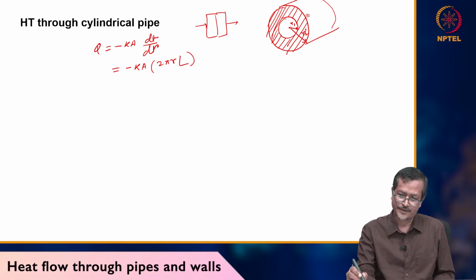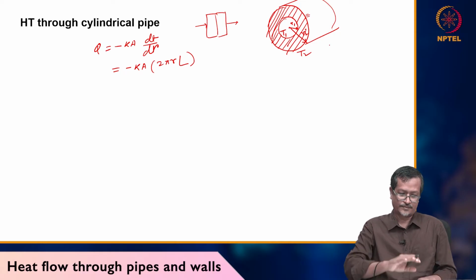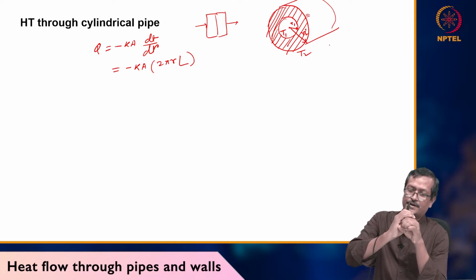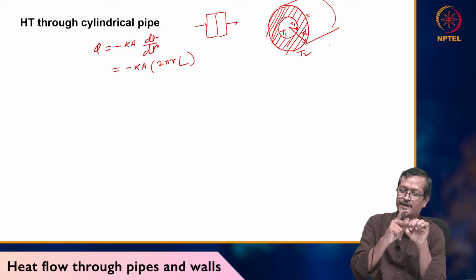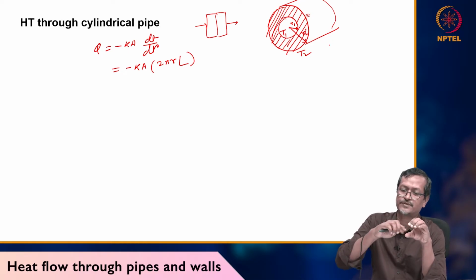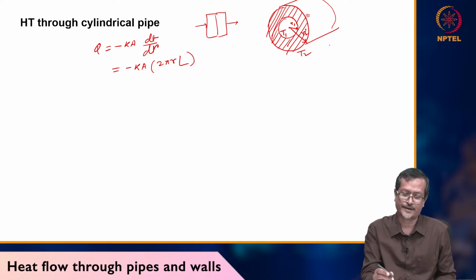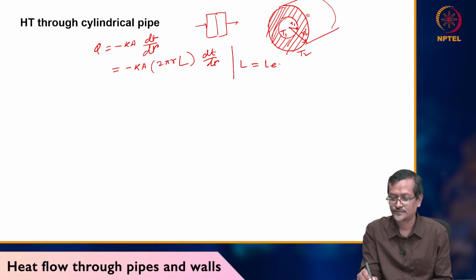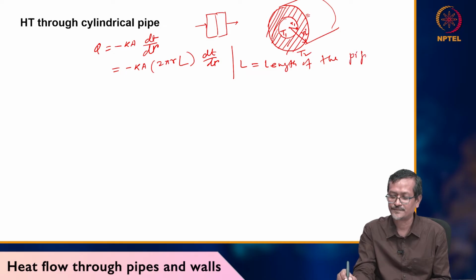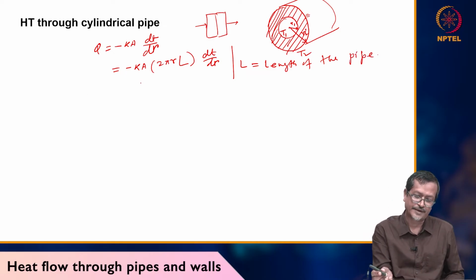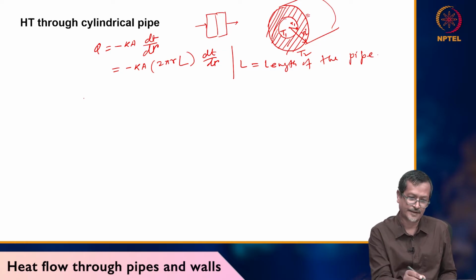Surface area, because from inside the temperature is T1 and outside the temperature is T2, like in a common circular pipe. In a circular pipe, the inside temperature may be higher and the outside temperature lower, so heat is transferring from inside to outside. So the area will be the whole cylindrical surface area. That's why 2 pi r L and dT by dr. L equals the length of the pipe or tube, whatever you say. So you have to integrate to get this dT, dr and Q.